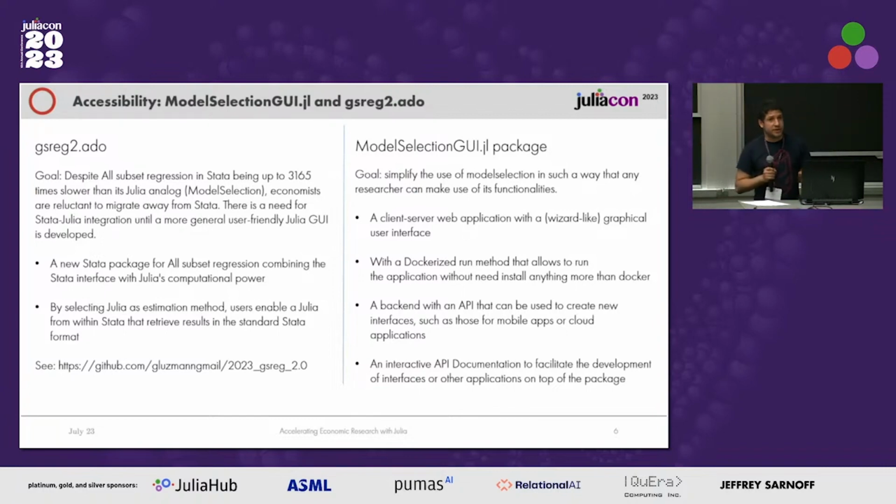But not to be disappointing, we have another solution, the ModelSelectionGUI.jl package. That is a client-server web application, also a package, that shows all the commands of our model selection in a more familiar way. It can be installed the usual package way, but we also have a Dockerized method that allows you to run the application without needing anything more than Docker. So you have an empty machine, you install only Docker, you run it from a public registry, and you get all the packages and Julia prepared to run.